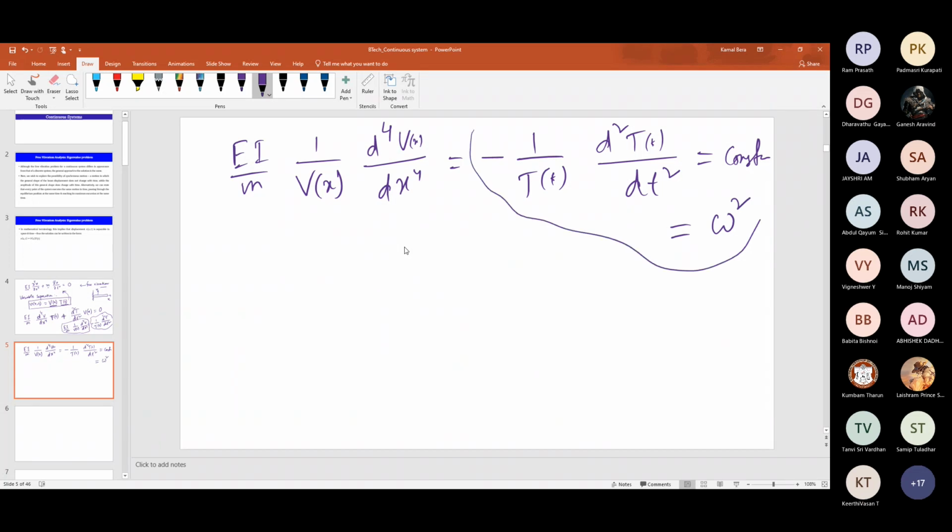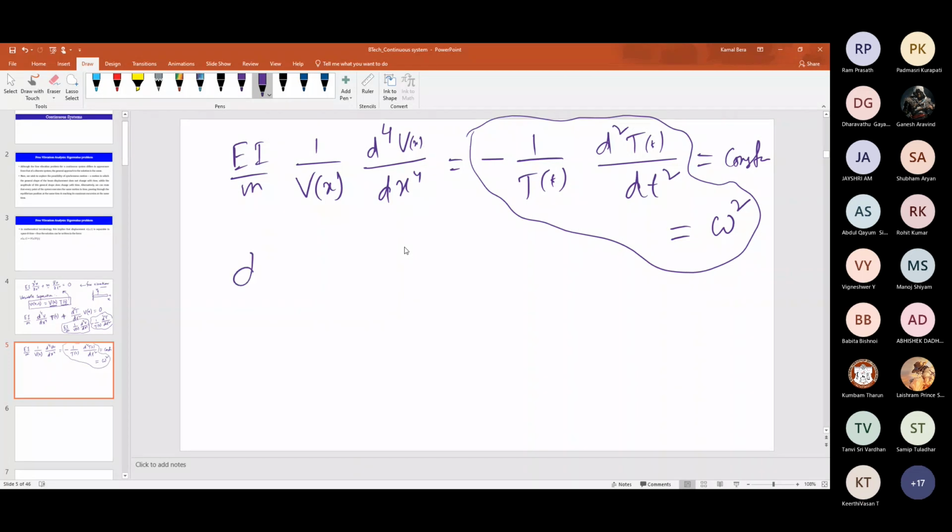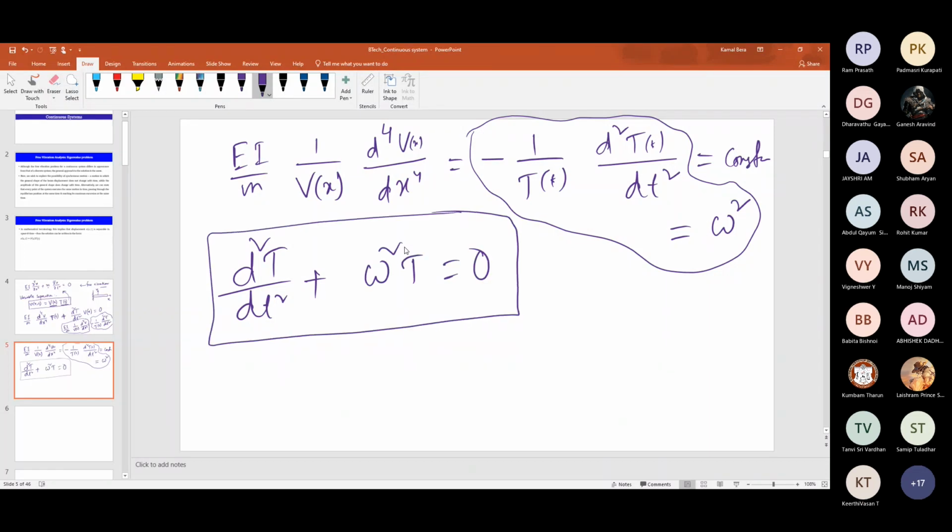You see from the second equality, what we are getting. First, let me write this: d²T/dt² plus omega square T equals 0. Are you able to see any resemblance with the single degree of freedom undamped equation, x double dot plus omega n, natural frequency square, into x equals 0, for the time dependency? Let us forget x for the time being, otherwise it will be confusing.